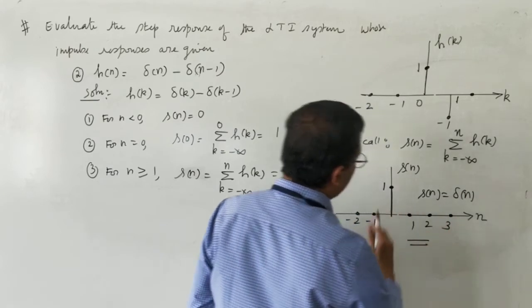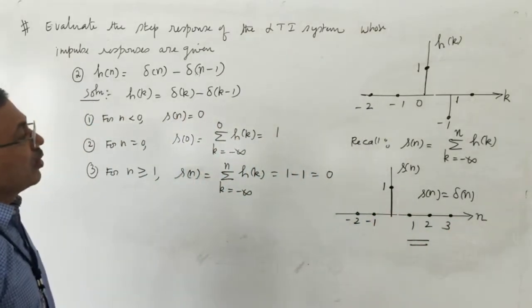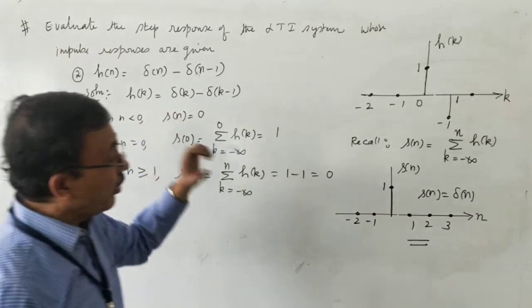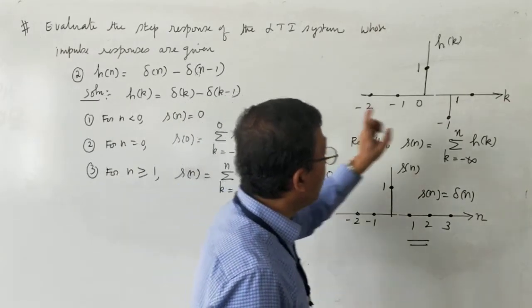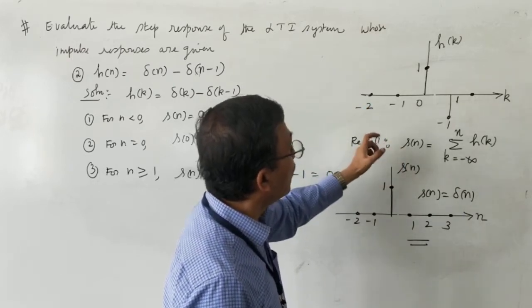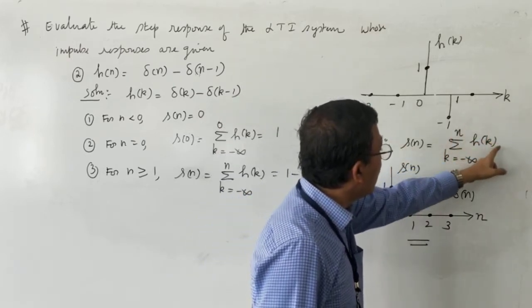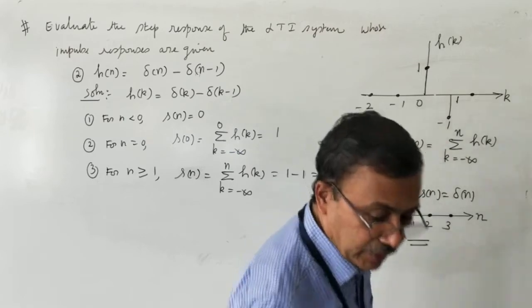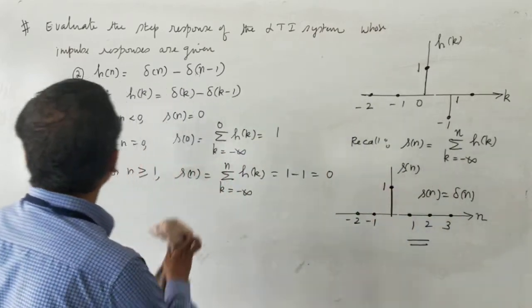This is the analysis. What is important here is, if you know the impulse response, the step response can be found as the running sum of the impulse response of the system. I will go to the next problem.